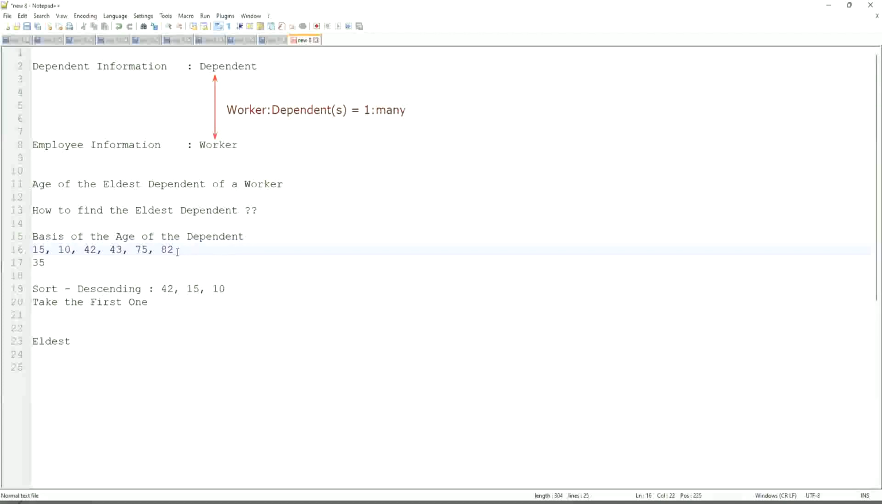So first thing that we are going to do is find out the eldest dependent. So we will sort the dependents based on the age. Right. And then we will see what is the criteria on basis of which we are choosing. But first thing is you realize that we are going to store the new calculated field in which business object, worker or dependent.